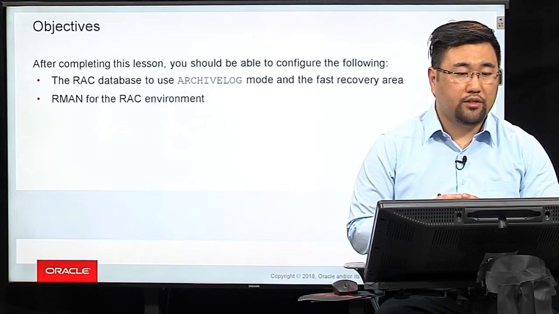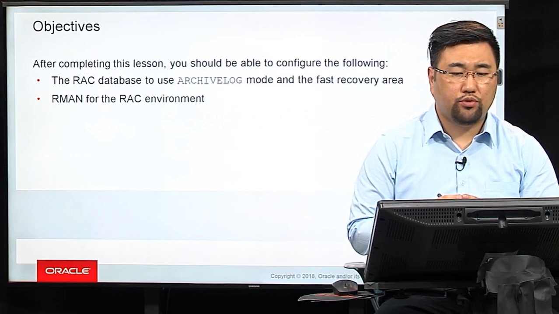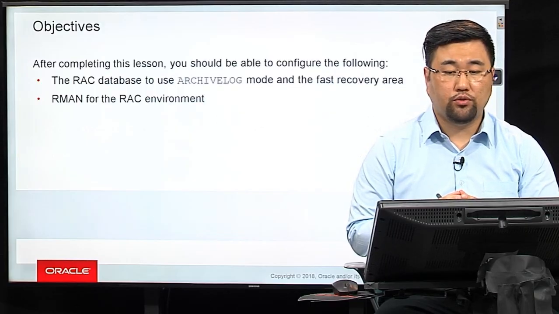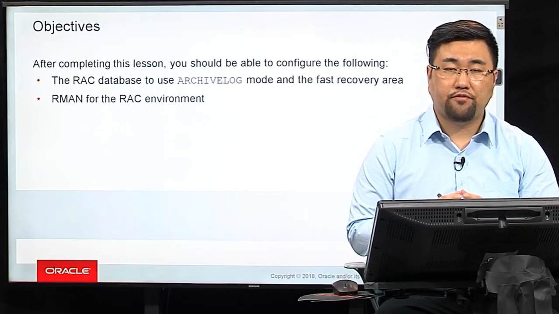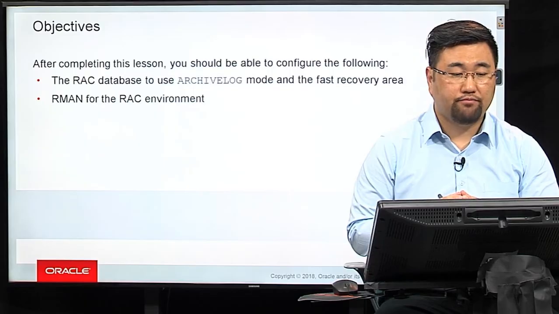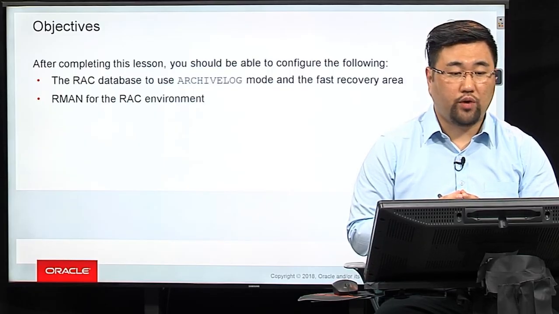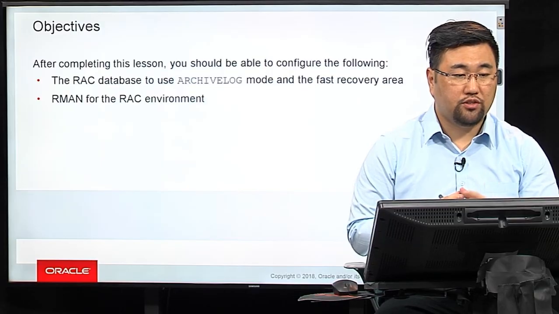And after completing this lesson, you should be able to configure the following items. So you should be able to use archive log mode, and you should be able to configure fast recovery area in a RAC environment, and also use RMAN for a RAC environment. So this is the objective.